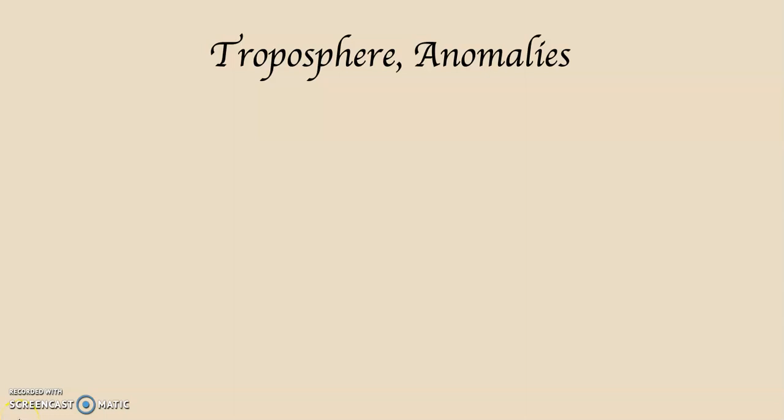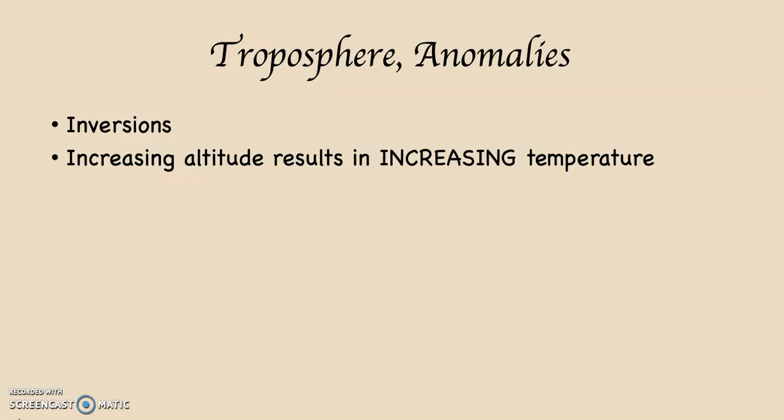Now we're going to look at anomalies in the troposphere. An anomaly in the troposphere is going to be an inversion or a temperature inversion. What that means is this, that instead of increasing altitude resulting in decreasing air temperature, increasing altitude results in increasing temperature, the opposite of what we would expect. If you had a glass and you flip it upside down, you are inverting the glass. This is where the terminology comes from, a temperature inversion, because it's the opposite of what you would expect to happen.